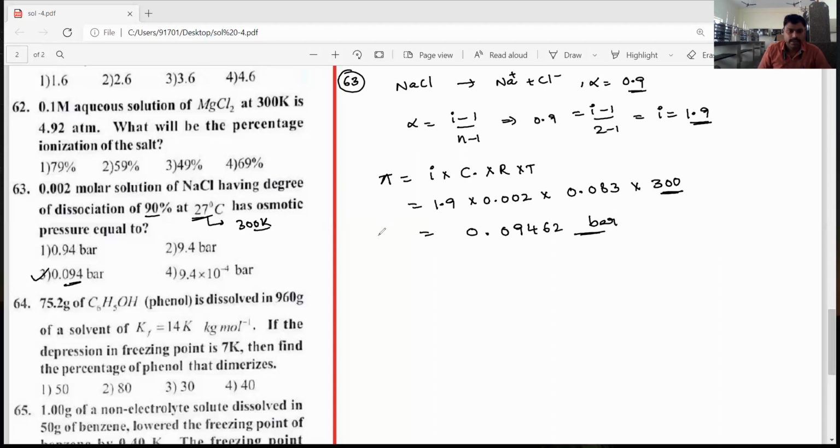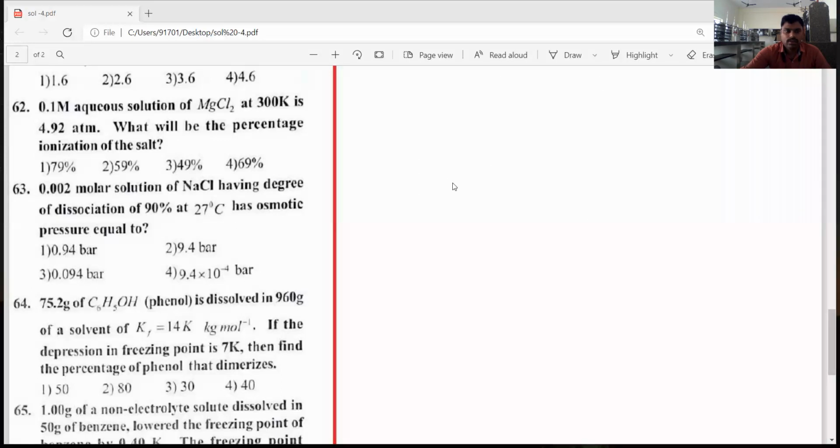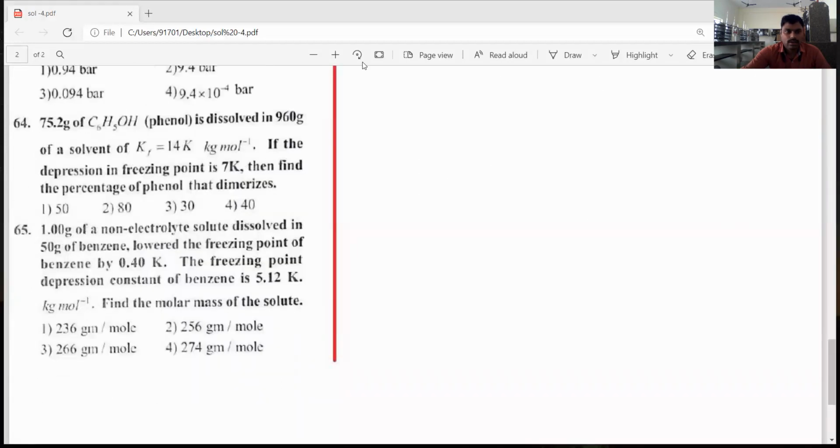Okay, dear students, let's go for the 64th question. The given 64th question: we have to find out alpha. How much percentage of phenol is dimerized? Here association takes place. The phenol undergoes association.